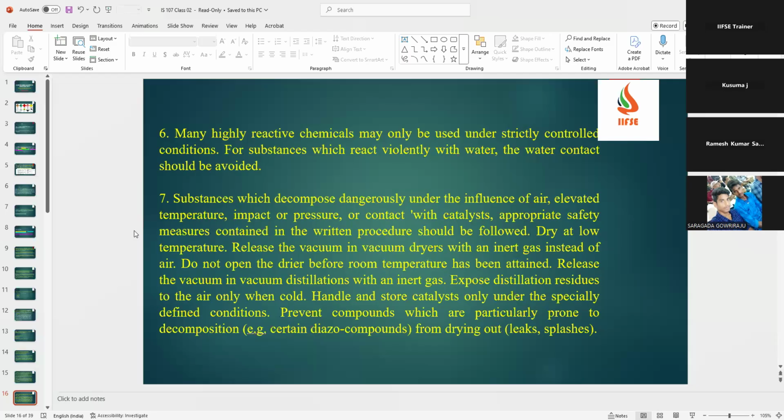And prevent the compounds which are particularly prone to decomposition. Also, one thing we have to prevent is drying out, leaks or any splashes. In case of any components which have this decomposition property, we should try to protect them from drying out, and also from leakages and splashes.